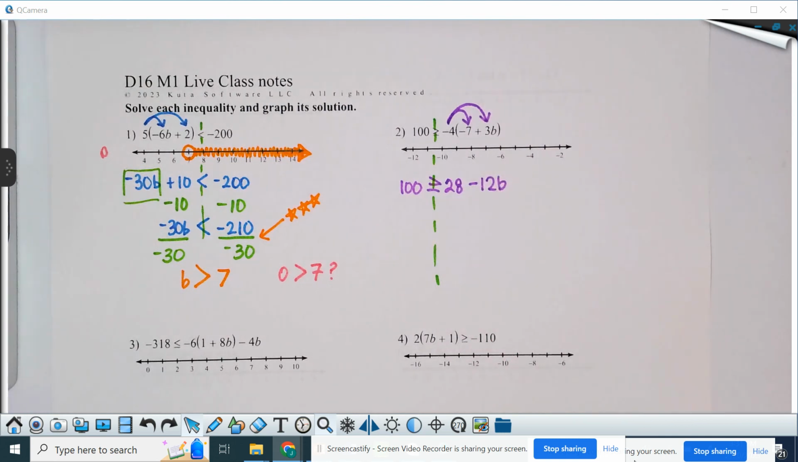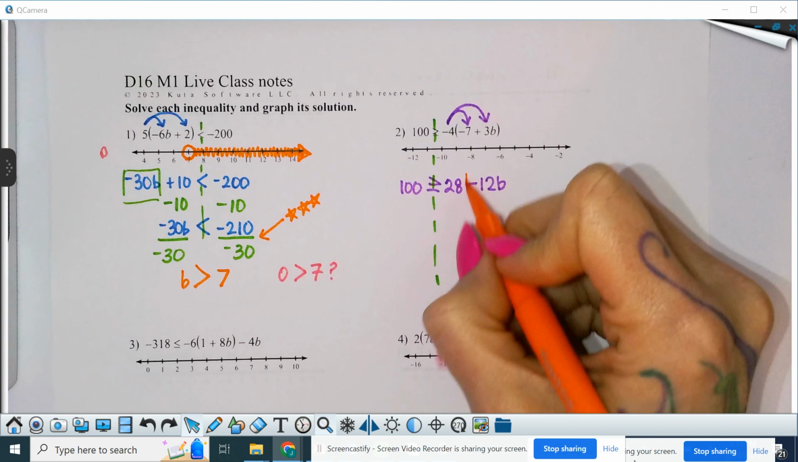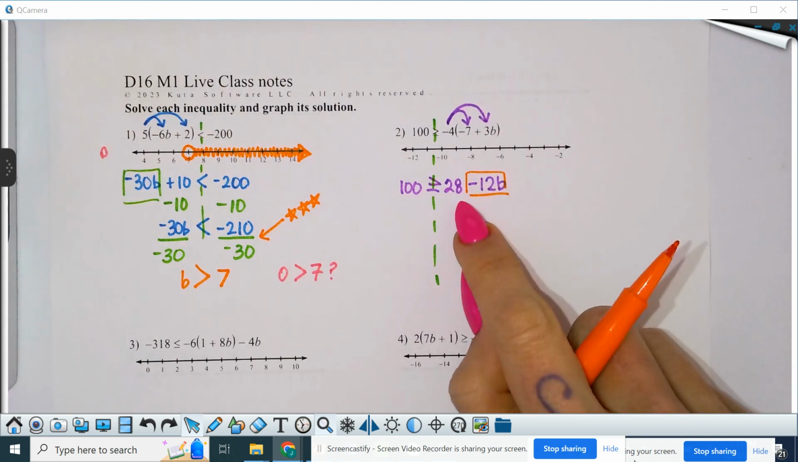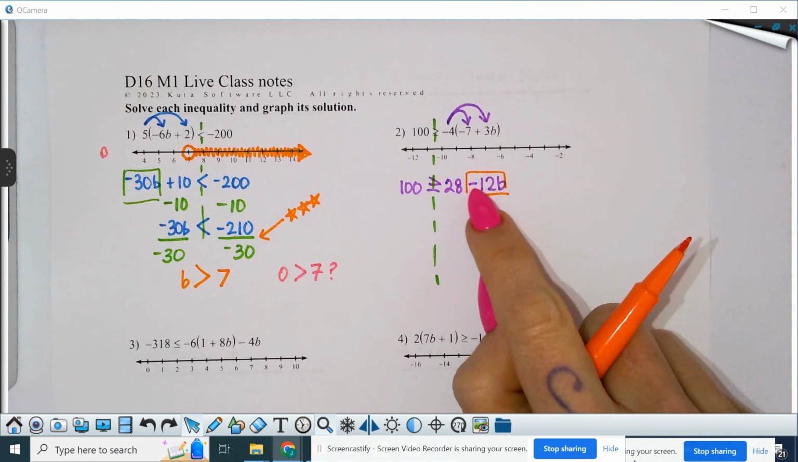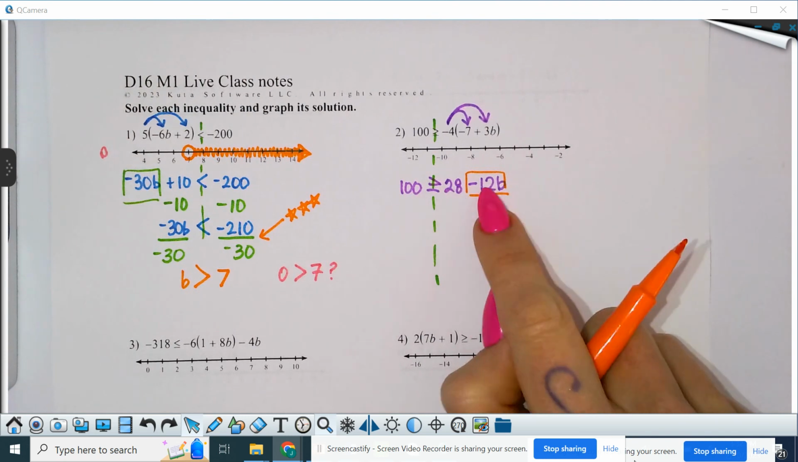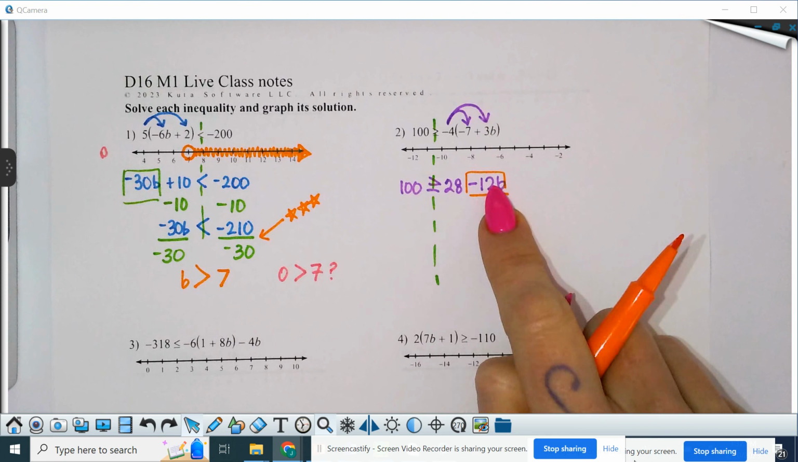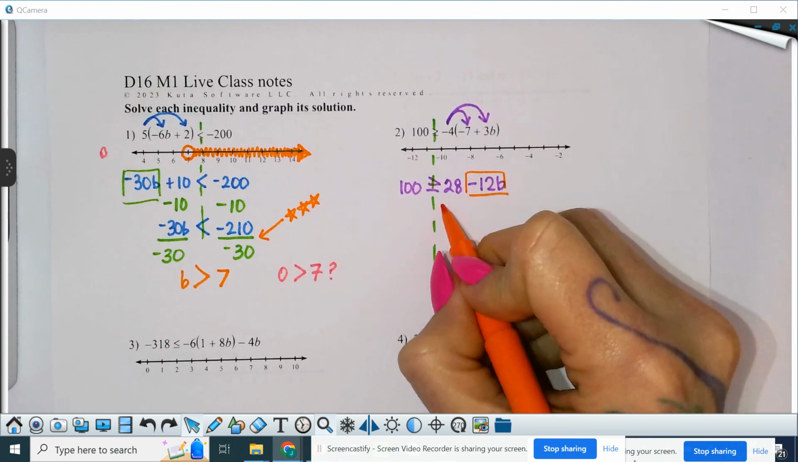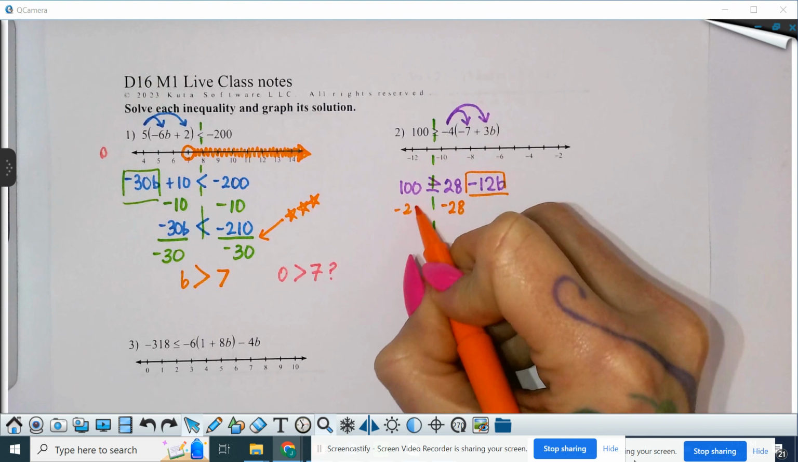We have our stinky kid, which is at negative 12b. The 28 is attached with the subtraction in front of it, like that is an addition or subtraction. It's not 28 times a negative 12b or 28 divided by a negative 12b. It's a positive 28. So to undo that, we're going to subtract 28 from both sides.